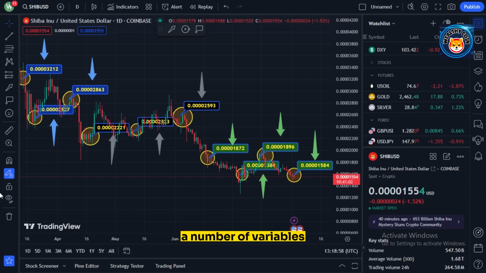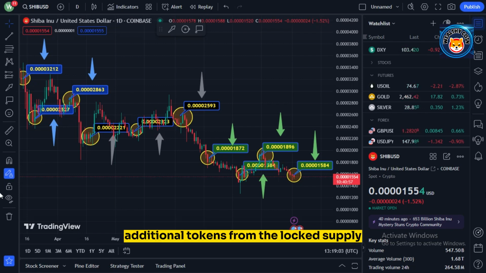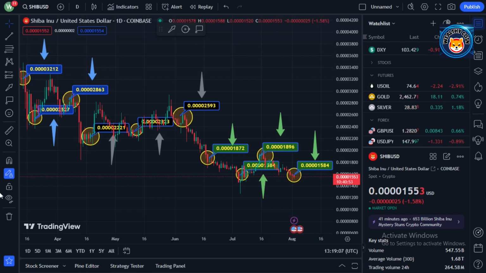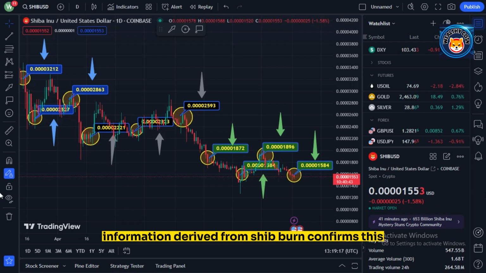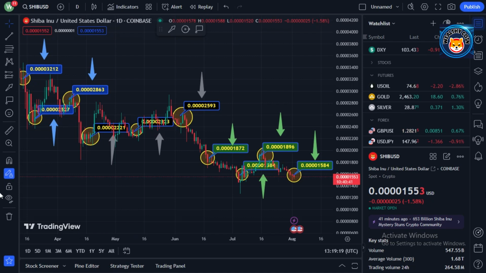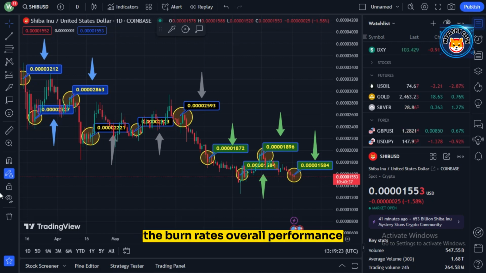A number of variables, such as the massive sale of Shib tokens and the unlocking of additional tokens from the locked supply, have probably contributed to this decline in the burn rate. In the past day, the Shib burn rate has dropped from about 20 million tokens burned to just over 205,000, a 99.13% decrease. Information derived from Shib burn confirms this.